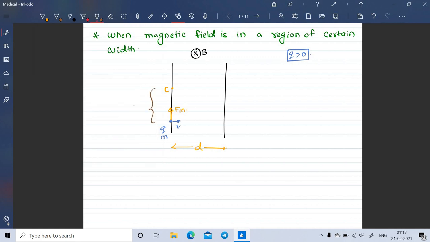This distance will be R. So the particle will take a trajectory like this. And when it reaches here, it moves out with the same speed V. Now why the same speed V? Because I have already told magnetic field will not do any work on a point charge, correct? So speed will remain same.